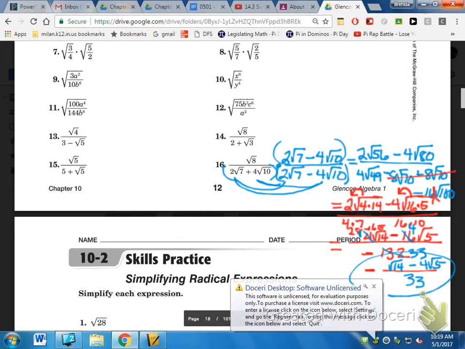Okay. So there you go. Questions about that? The signs are a little funny there because there's a negative on the bottom.